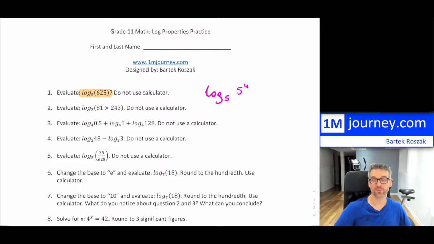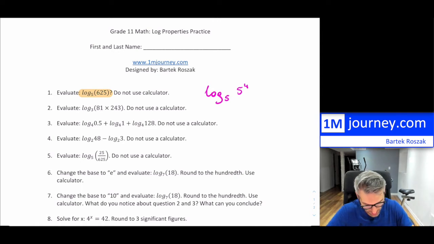Because as you can see, 5 squared is 25. 5 cubed is basically 5 times 25, which is 125. And then multiply that by 5, which is going to be 5 to the 4. It's going to be 625.